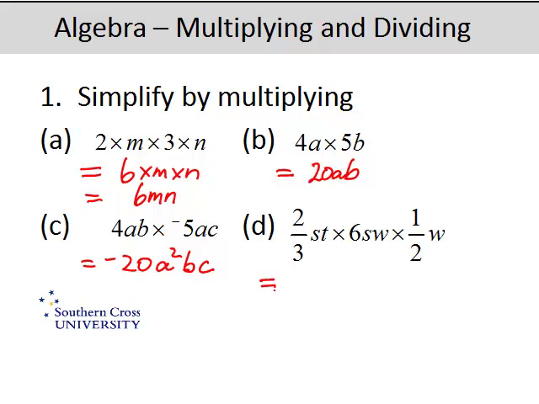And this one, let's have a look at all our numbers. 2 thirds times 6 times a half. Let's think of 6 as 6 over 1. That means we can do some cancelling down. 2 goes into 2 once, 2 goes into 2 once. 3 goes into 3 once, 3 goes into 6 twice. So basically, all of that simplifies to 2 on 1, which is 2. And then we've got s times s here, which is s squared. And then t, I'm doing the variables in order. And then w times w, which is w squared.